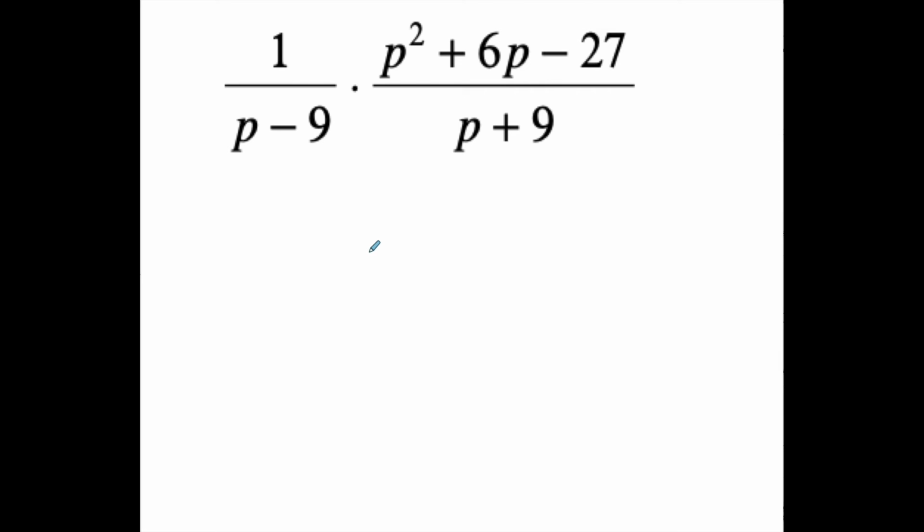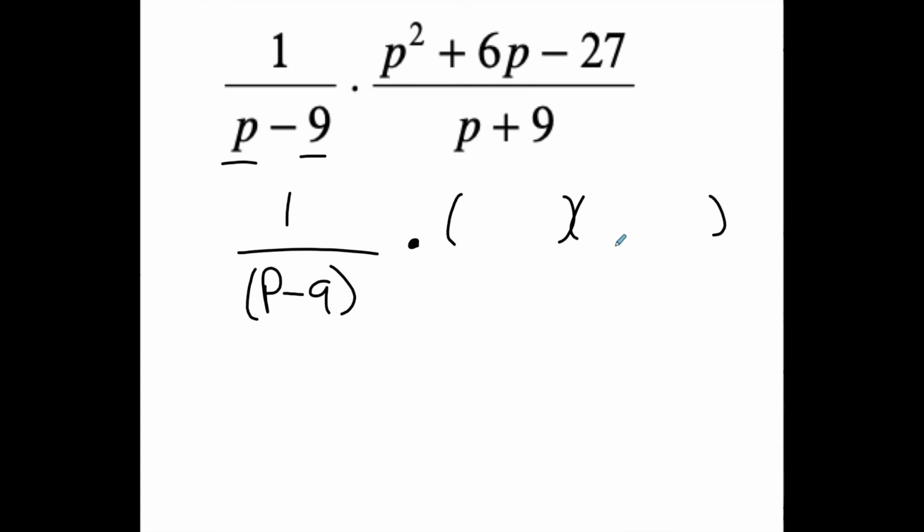All right, here's another one. So again, we're just going to factor everything we see. So p minus 9, okay? In this case, there's no GCF except for 1. There's not a p in both terms, so I'm going to leave it alone. Now, I see a quadratic, so I'm going to break it into two factors. Then on the bottom, I'm going to leave it as p plus 9.